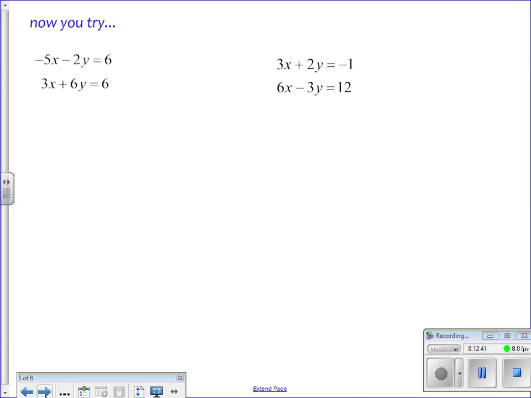Do those two. Hardest part is deciding what to multiply by. Take a look at just the x's. Can I easily match those? If that's not true, just take a look at the y's. Can I easily match those? Okay. Ignore the rest of it when you're trying to decide what to multiply by. Try addition first. Try subtraction first. If those don't work, then you want to multiply one or both equations.